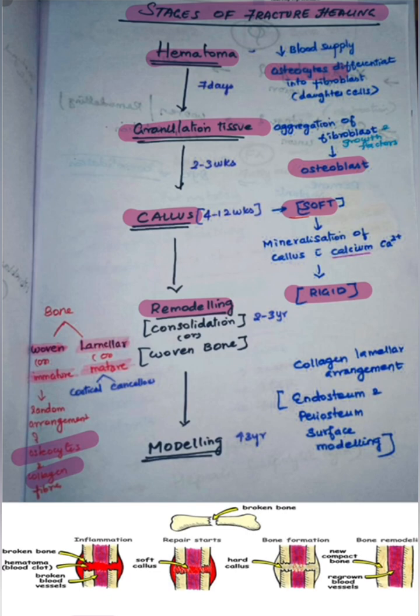Lastly, the modeling phase occurs, or reshaping, where endosteum and periosteum surface modeling will occur. Through these processes only we will achieve normal fracture healing. At the end of the phases, we will have a mature bone formed at the fracture site.